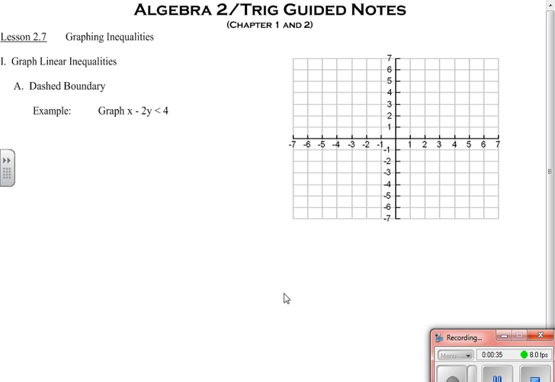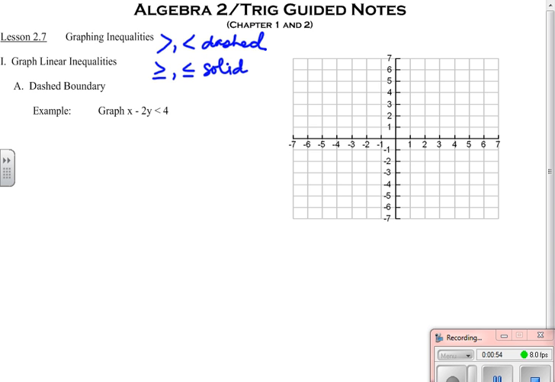But just again for review, remember greater than and less than are going to be dashed lines, and less than or equal to, greater than or equal to are solid lines. Now I will teach you both methods of knowing which way to shade. You can use whichever method you want.